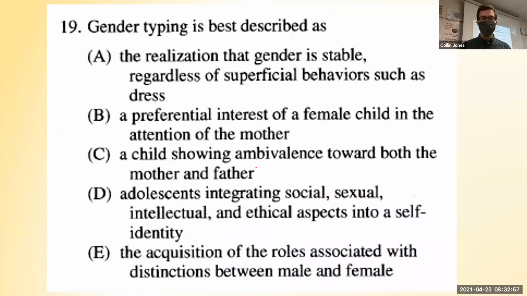This is a weird question, so I included it. Gender typing is best described as, Mr. Jones, I don't think you talked about gender typing. Okay, maybe not gender typing, but what kind of typing have we talked about a lot this year? Types, stereotypes. Gender typing just means gender stereotypes, and it's saying here, which of the following is the best example of gender stereotypes? The answer here is E. Gender typing, it's like how society teaches us what we expect from males and females.